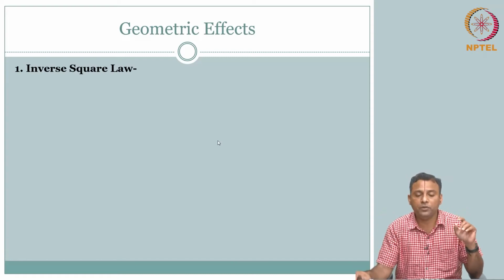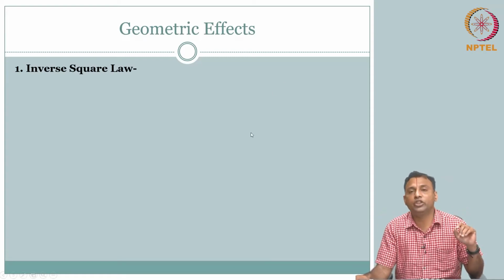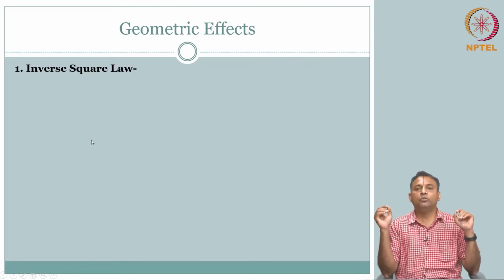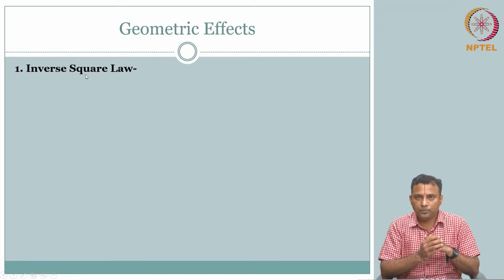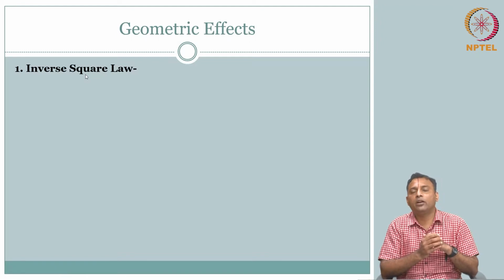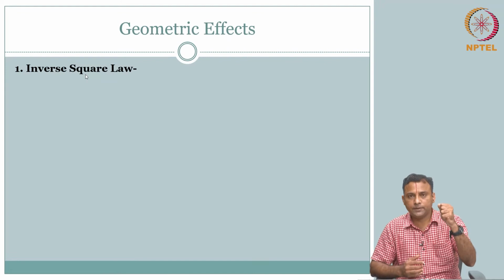That is what we want to categorize as geometric effect. So first and foremost, this is something that we probably used earlier also, right? Something called the inverse square law. That is, I have a source. What is going to happen to this source?